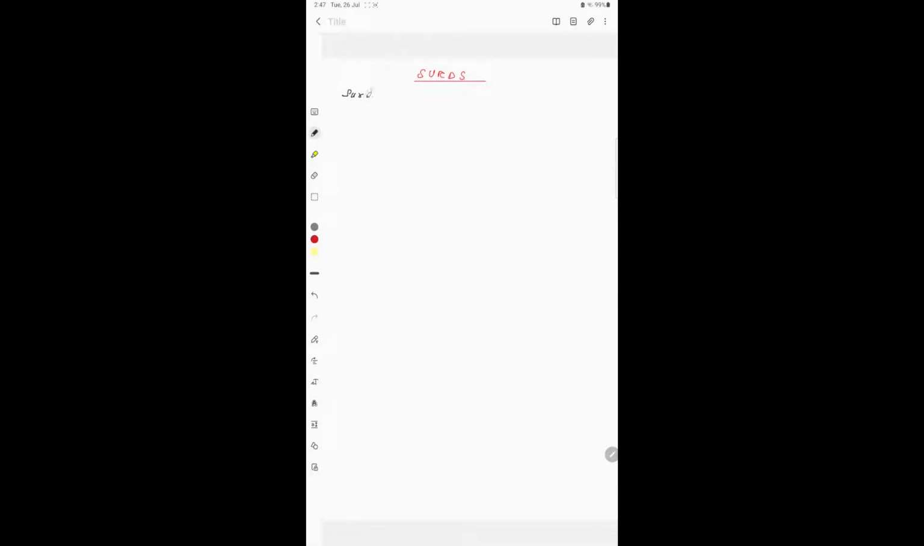Surds are irrational numbers like square root of 2, square root of 3, cube root of 5, and so on. There are many other possible.